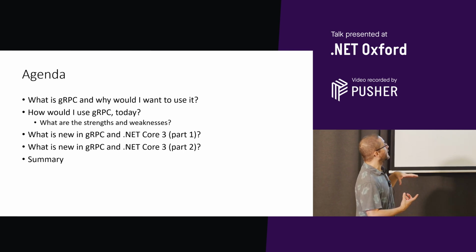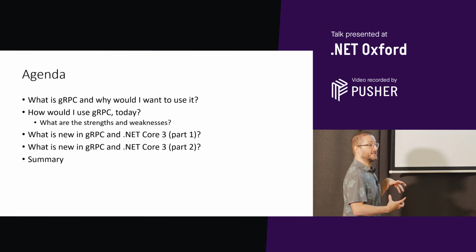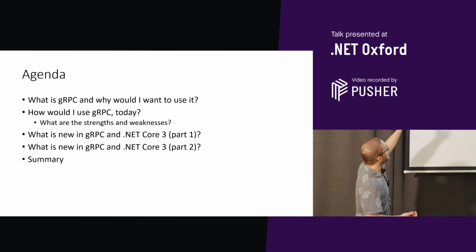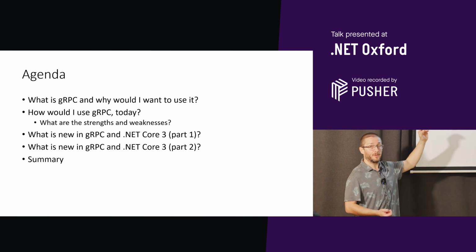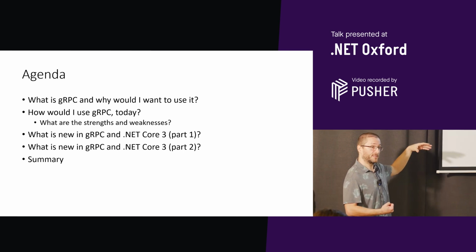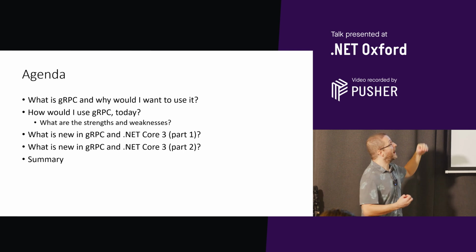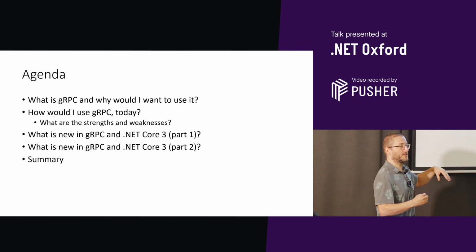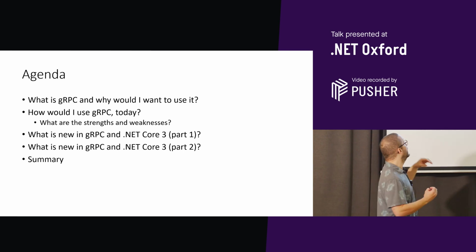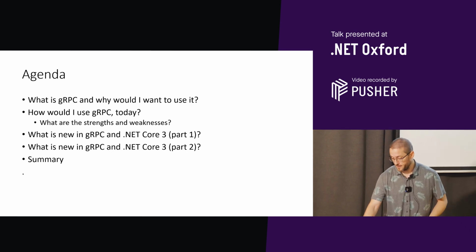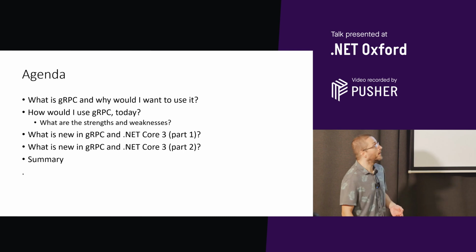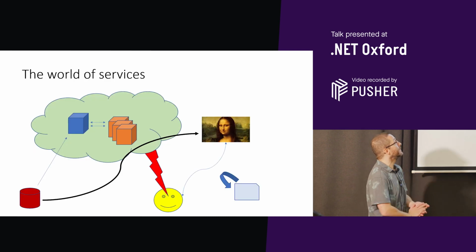Now the good thing is we've got quite a little bit of time today. So what we'll probably do is look at how we'd use it today, as far as what it is and how we'd use it today, in the first session, then take a bit of a break, and then we'll come back and look at all the new stuff in .NET Core 3 after the break. That makes sense? Cool.